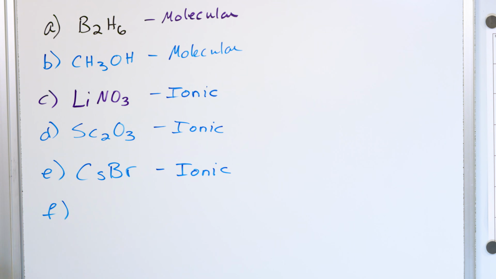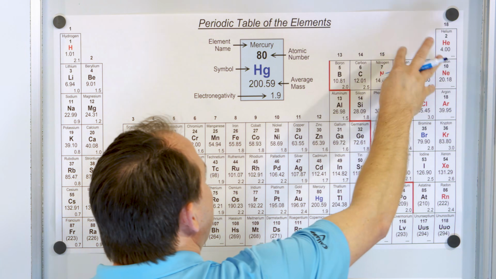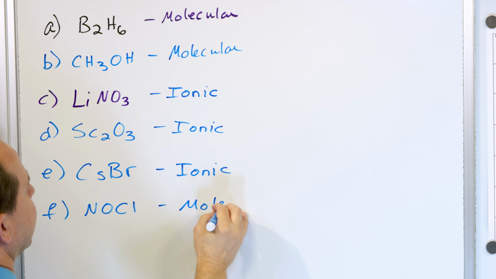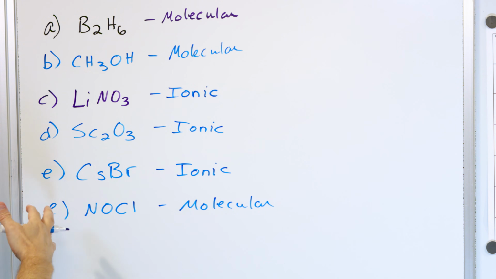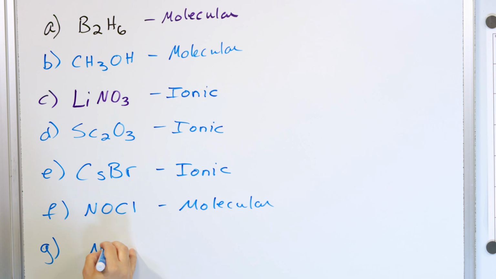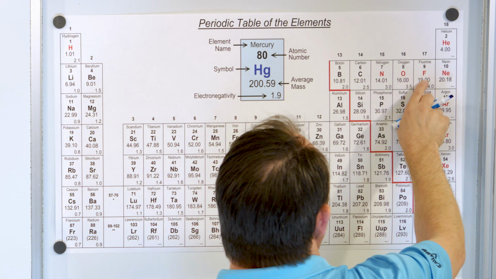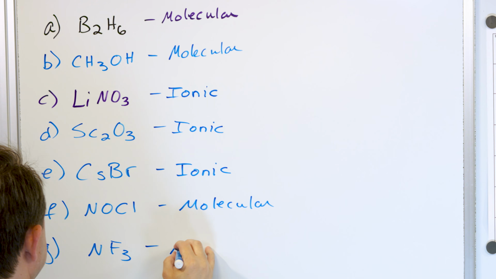And then we have F, which is NOCl. So we have nitrogen, oxygen, and chlorine, all three elements from the right-hand side, so these are molecules, or molecular. So ionic is metal plus nonmetal, molecule or molecular is all nonmetals. So we have E, F, and now we have G, NF3. Nitrogen, fluorine. So we have nitrogens, fluorines all bonded together, and because those are all nonmetals, this is a molecule or molecular.